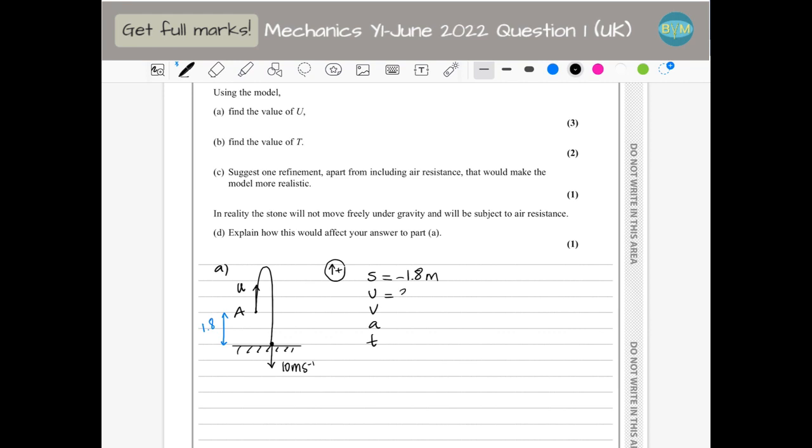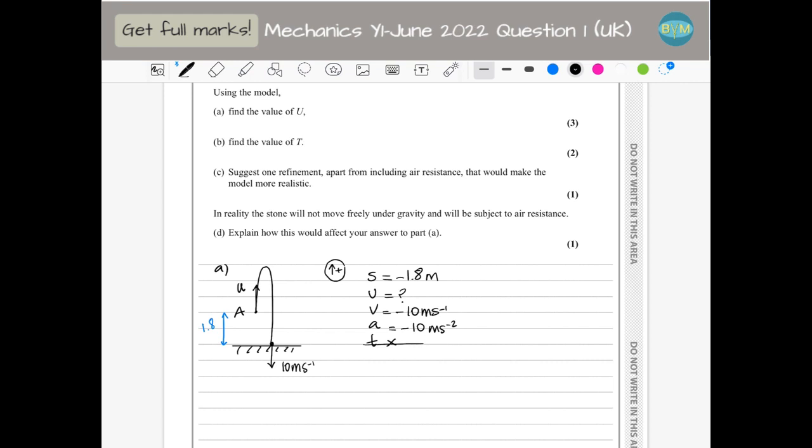The initial velocity is what I need. The final velocity is down. When the particle hits the ground, it's going to be moving down. So if I say positive is up, this velocity is going to be minus 10. And acceleration, we are going to use 10, and it is going to point down because gravity always points down. So it's going to be again minus 10 meters per second squared. And the time we don't need at the moment.